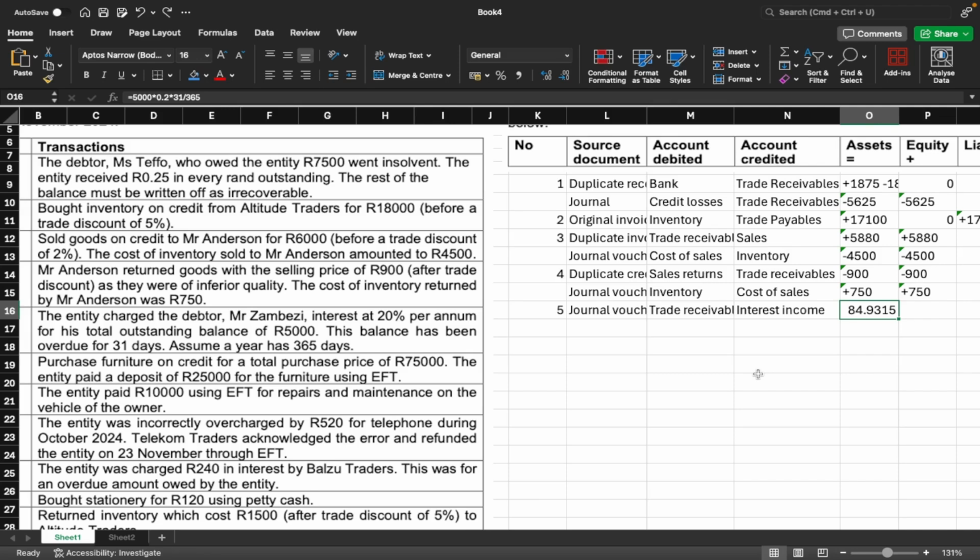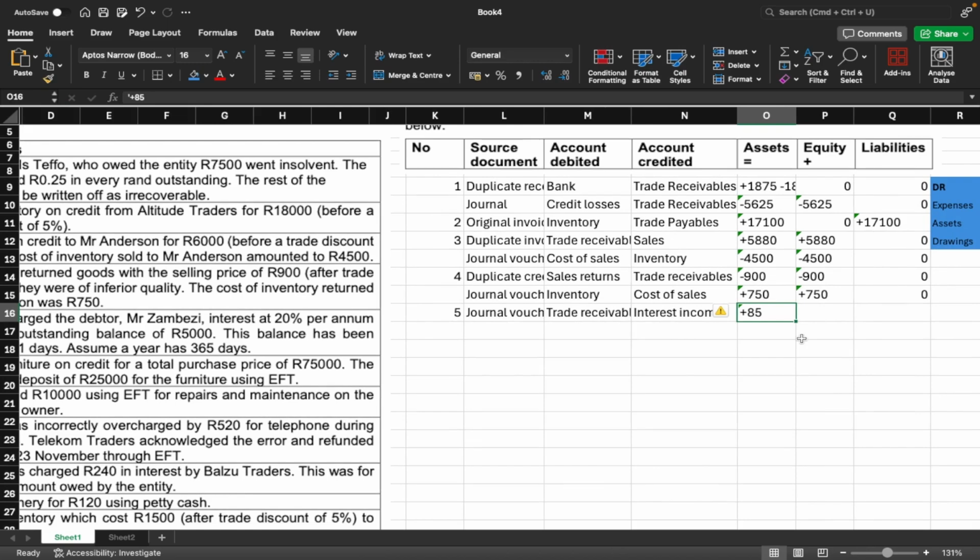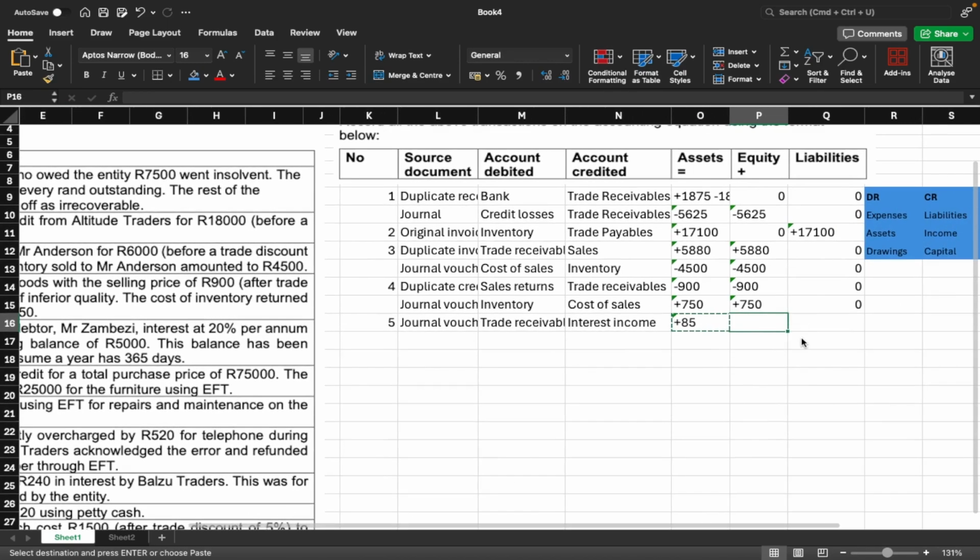So it's going to be a positive under asset. So I'm going to put 85 rand just to round it up. So plus 85 rand, that is. Okay, under assets, because of trade receivables going up. And under interest income, of course, there is an equity account. Income increases on the credit side, so we're going to put plus 85 under equity, and of course still nothing on liabilities in this case.